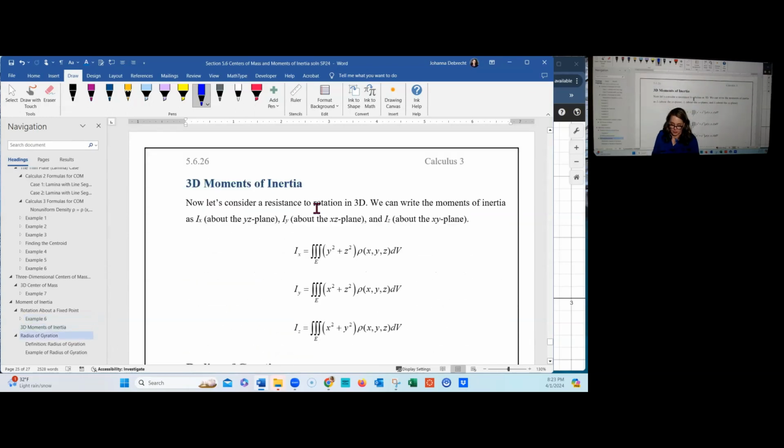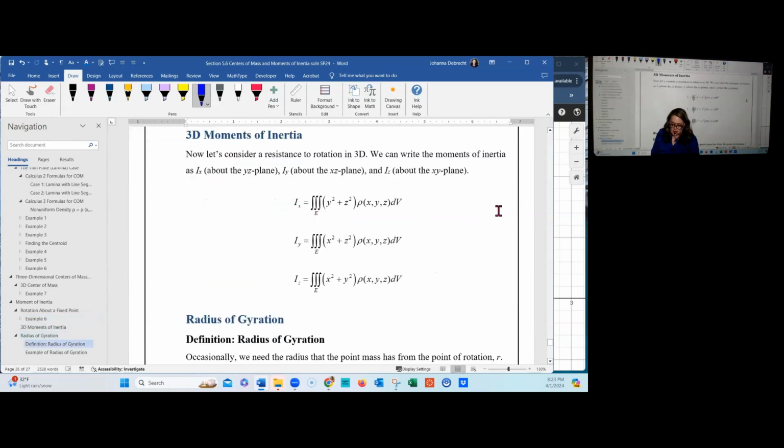We could just let it be 1. Now, what if we wanted to talk about three-dimensional moments of inertia? So that would be x, y, and z. So this would be the resistance to being rotated off the x-axis or the y-axis or the z-axis, depending on which way you want to turn them.